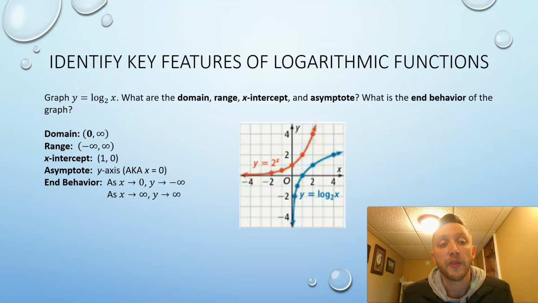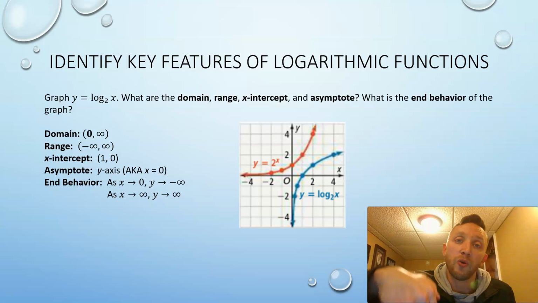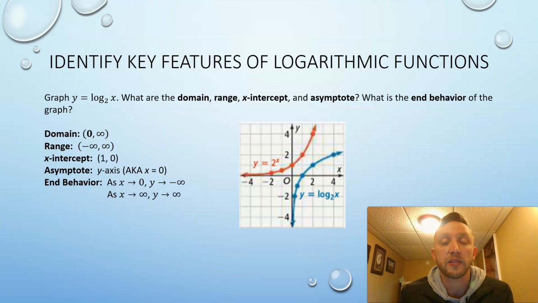Now the asymptote. The asymptote, the blue line, you see that it bends towards the y-axis. And the y-axis is the line x equals 0. So you could say the y-axis or x equals 0 would be that vertical line. So let's look at the end behavior. So the end behavior, remember, you could do it in any order, but as x approaches 0, y is going to be approaching negative infinity.